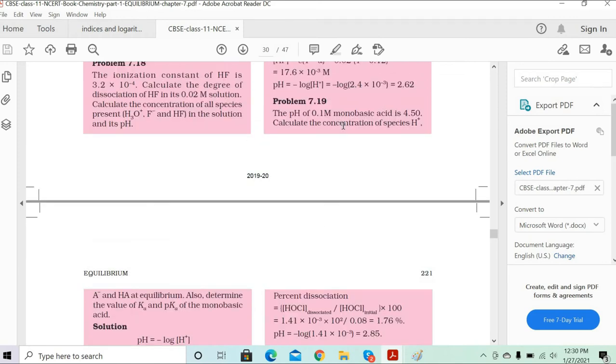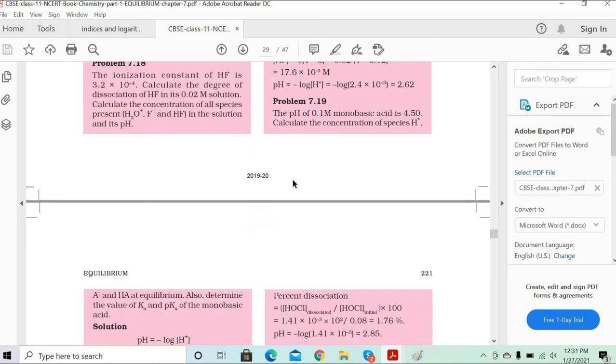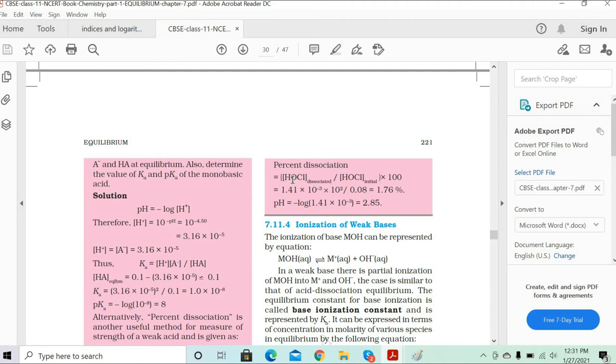The pH of the 0.1 molar monobasic acid is 4.5. So, pH they have given. That means pH is minus log of H plus ions, or H3O plus ions. So, it is given as 4.5, and the concentration is 0.1 molar solution. Okay. Next.